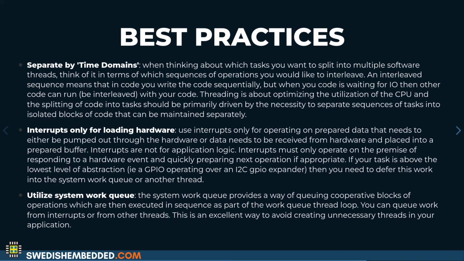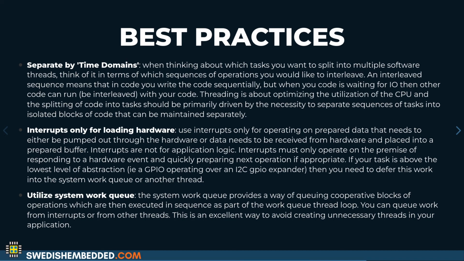Number two is that you use interrupts only for loading hardware registers. So you do the minimal work necessary in an interrupt, and you offload any complex tasks, especially tasks that may need to sleep. Let's say in response to an interrupt, maybe you need to do some I2C operations, which is a more complex operation. So you offload that work to the work queue, which allows other interrupts to execute, meaning that your application still remains responsive. And number three, you utilize the system work queue as much as possible.